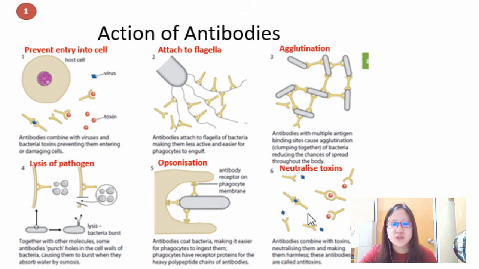And number 6 is to neutralize toxins. So freely floating toxins can affect our cells and enter our cells. So by binding it, it makes the toxins not toxic. So some people say that antibodies also act as antitoxins.